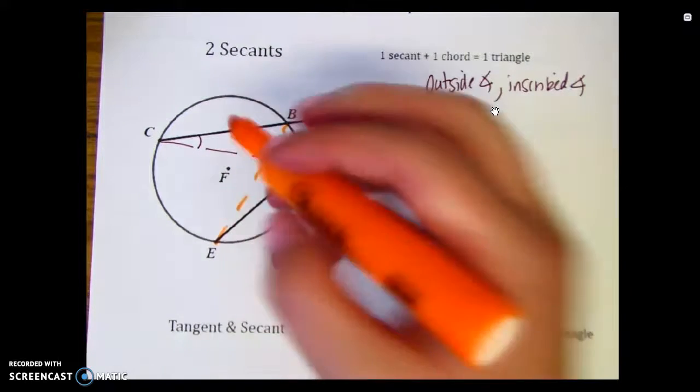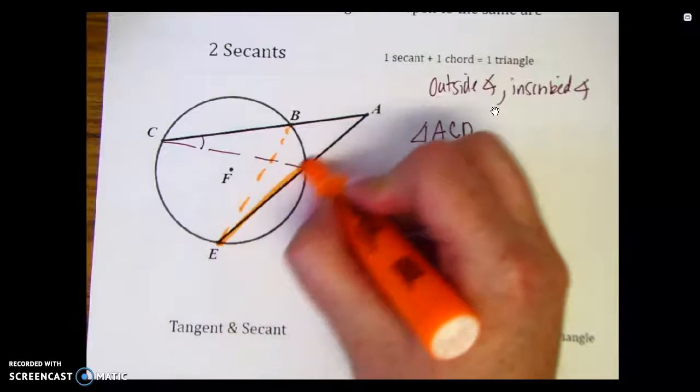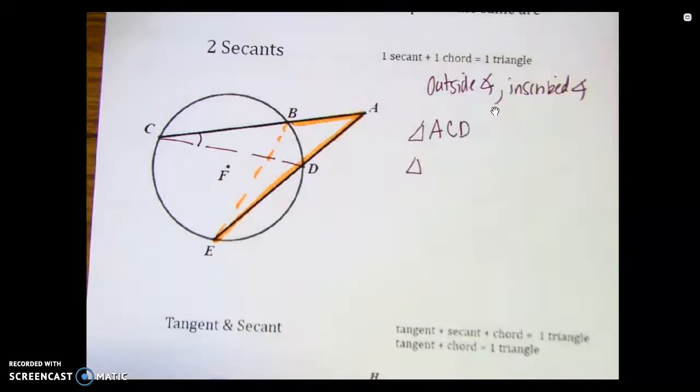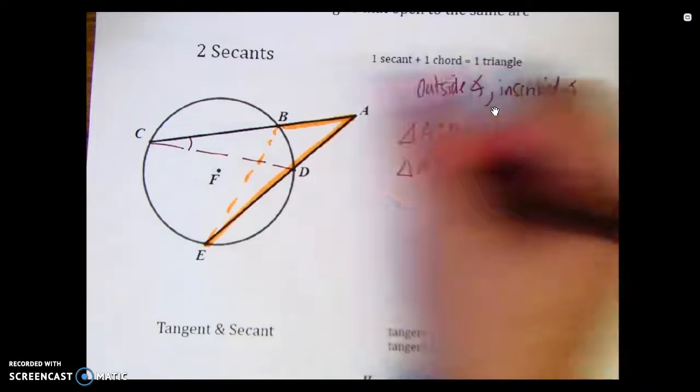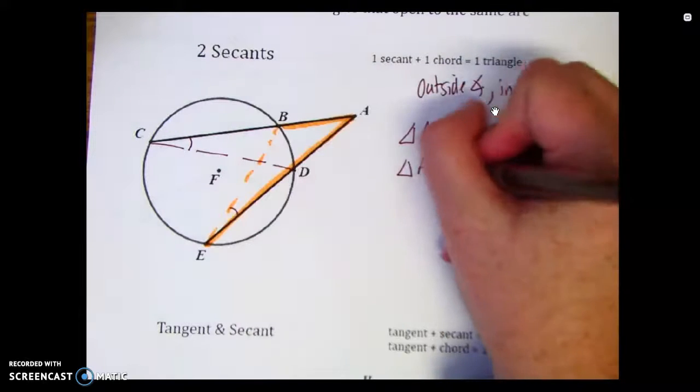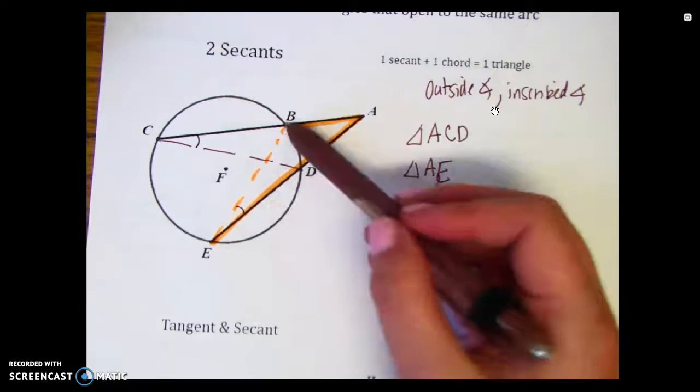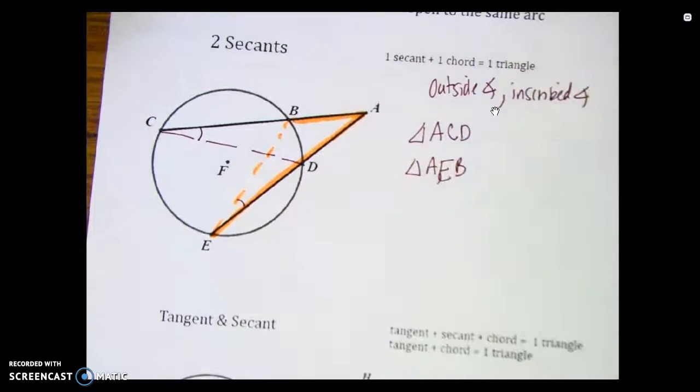This one's a little bit different. So here's this triangle that I'm working with now. But I have my outside angle, I have my inscribed angle, I didn't mean to put a comma there, and then I have my angle B, the third angle that makes that triangle.